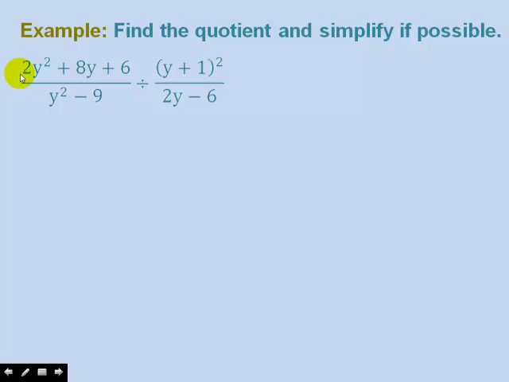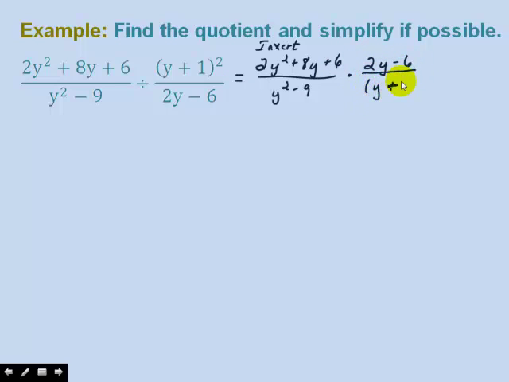Okay, one more example. This one, it looks like we are going to have to do a lot of factoring. But again, our first step is to invert so that we turn this into a multiplication problem. So we have our first rational expression, which doesn't change. And then we're making this a multiplication, and so we're taking our second rational expression and just flipping it over. So we have 2y minus 6 on the top and y plus 1 quantity squared on the bottom.